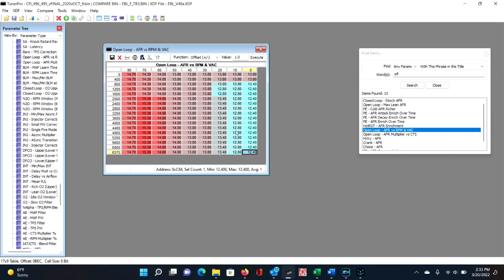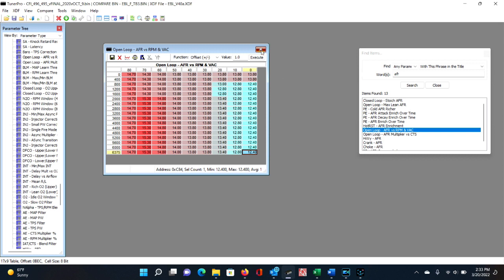So if you get these numbers right and you get them where you want them, and you've used your wideband oxygen sensor to walk the values in for your rich, lean, and mean, you should be able to get the AFRs that you're looking for, and you'll confirm those using a wideband oxygen sensor.